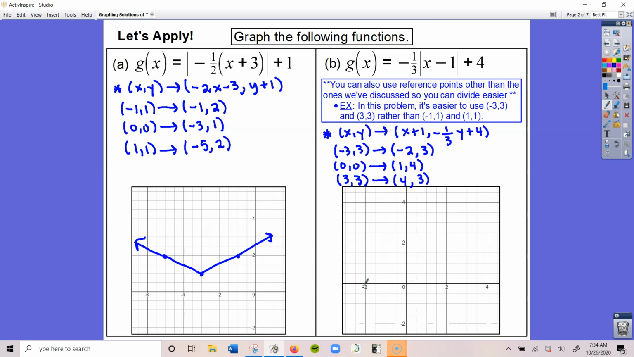So here we go. Negative 2, 3 is our first point, then 1, 4, and finally, oops, I put the wrong spot, my bad. So 1, 4, and 4, 3. And remember, this is a V, and it is upside down because we have that negative on the outside, meaning that we have a reflection over the x-axis. Oh, I came out a little crooked. So that's why it's upside down.